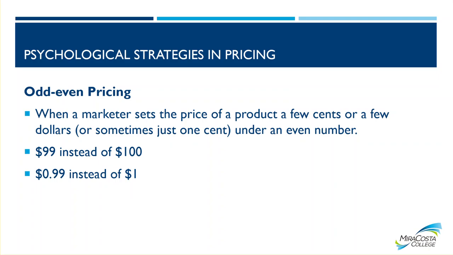Psychological strategies and pricing. I'm sure you've seen this as you go shopping places, see it online, grocery store. Odd even pricing. When a marketer sets the price of a product a few cents or a few dollars, or sometimes just 1 cent under an even number. $0.99 instead of $1.00.